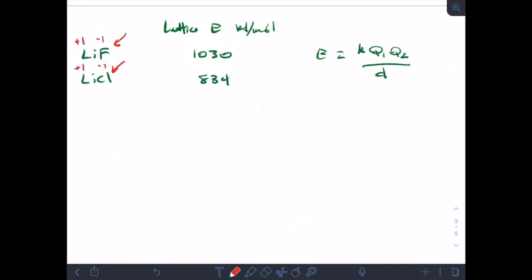And that K constant doesn't change. What is changing is the distance between them. Which is larger, chlorine or fluorine? And hopefully you immediately said chlorine is bigger because fluorine is one of the smallest atoms or elements on the periodic table. So if D is getting bigger in that equation, that means that the energy should be getting smaller.